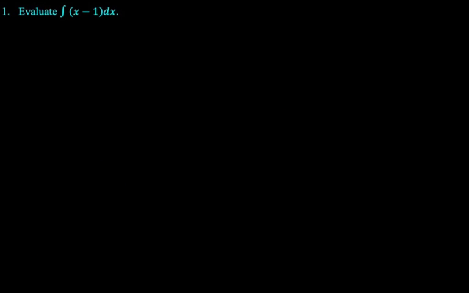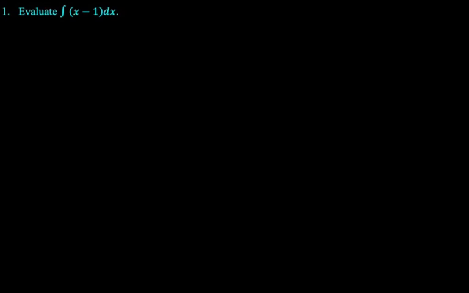Let's take a look. Evaluate the integral of the quantity x minus 1 dx. So we're finding an antiderivative. The answer to this is going to be a function. The answer to this is not going to be a number. So we have to figure out what function basically has a derivative of x minus 1. Think of it that way. That's what you're always doing when you're doing an indefinite integral or an antiderivative.